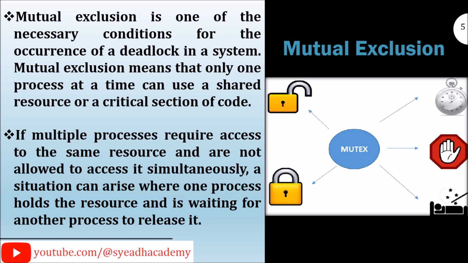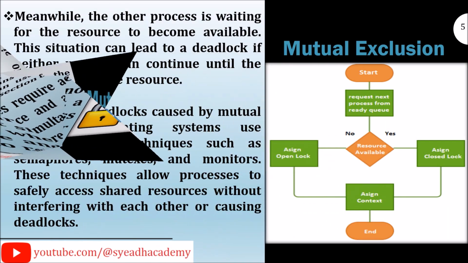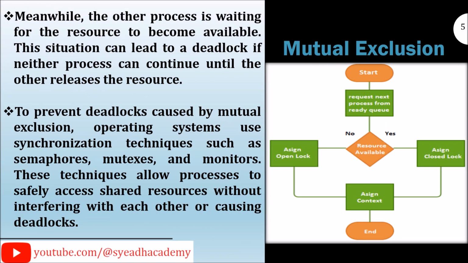If multiple processes require access to the same resource and are not allowed to access it simultaneously, a situation can arise where one process holds the resource and is waiting for another process to release it. Meanwhile, the other process is waiting for the resource to become available. This situation can lead to a deadlock if neither process can continue until the other releases the resource.